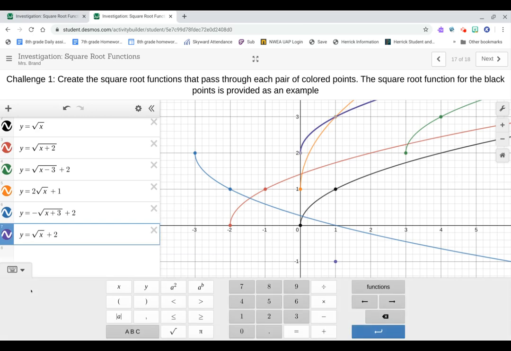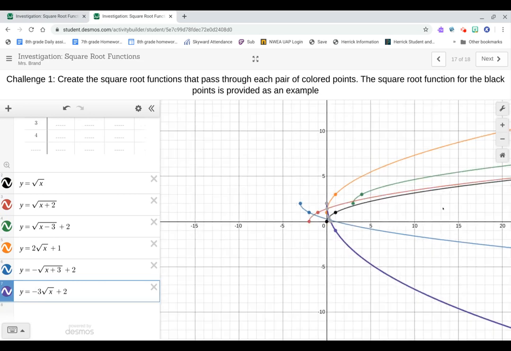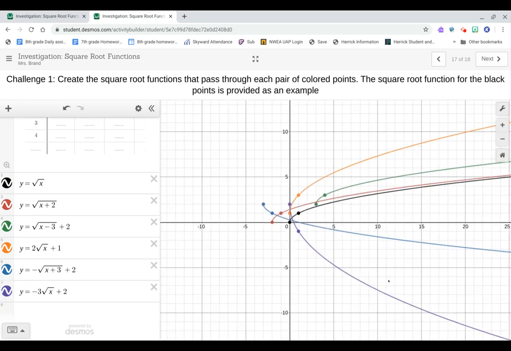So here I need negative 3 in front. And then you can see that it goes over 1, down 1, 2, 3. And if we zoom out to use that scale factor of 1, that's how your graphs would look.